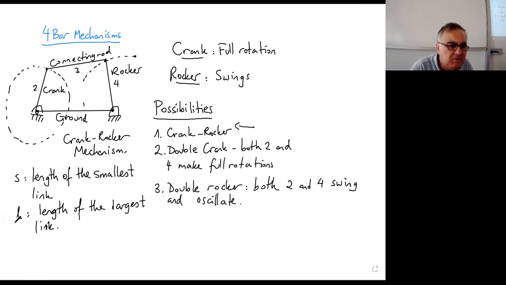So S is the length of the smallest link, whatever that link is. And let's say that L is the length of the largest link, and P and Q are the lengths of the other two links.